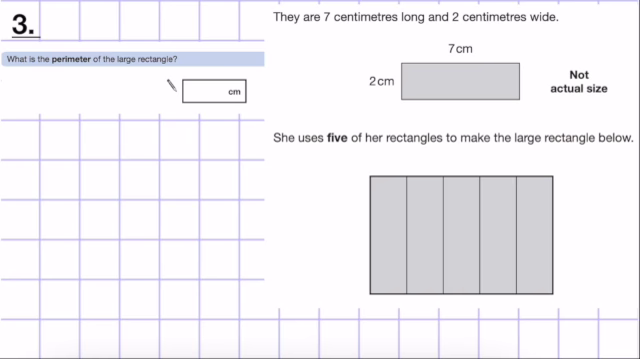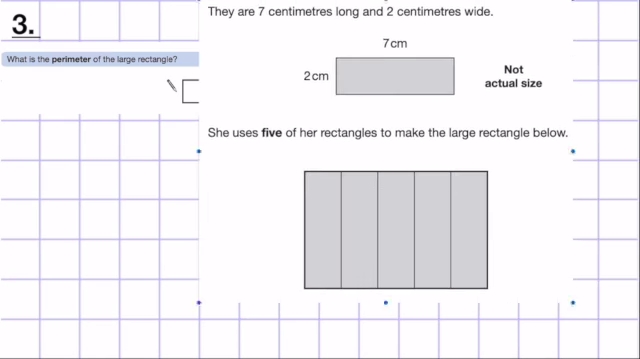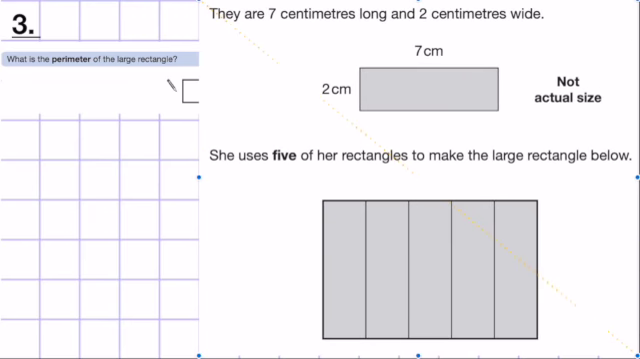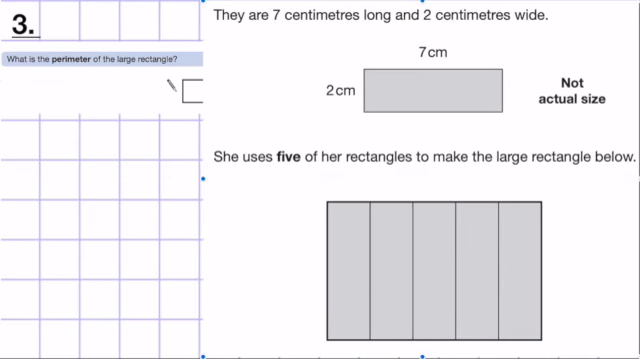Question 3. Let's make this slightly bigger. There are 2 rectangles. They are 7 centimetres long and 2 centimetres wide. I've actually cut off the top of this word problem. It said something like Katie has a set of rectangles. They are 7 centimetres long and 2 centimetres wide.